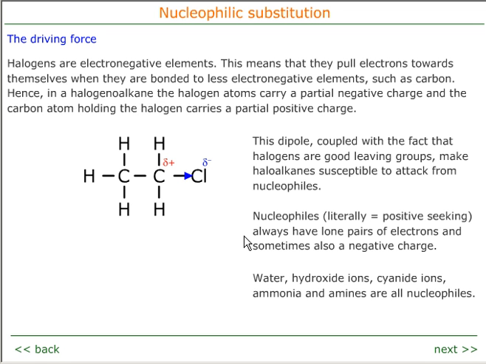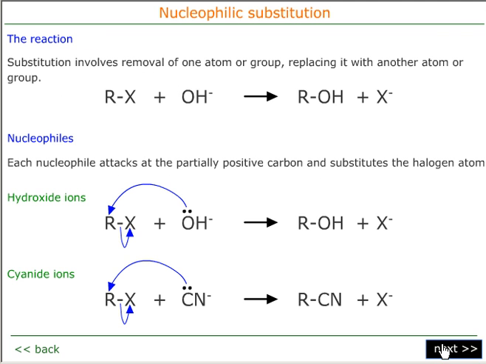Nucleophiles have always got at least one lone pair of electrons, and sometimes even a formal negative charge. Water, hydroxide ions, cyanide ions, ammonia are all common nucleophiles. The hydroxide and cyanide have formal negative charges.